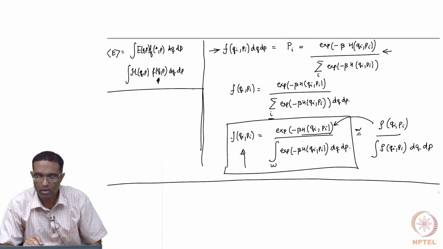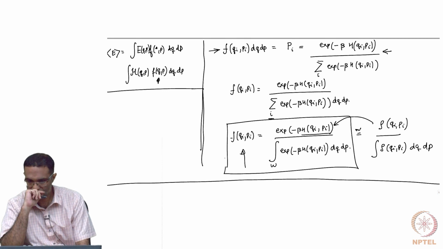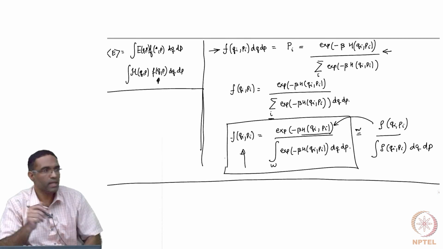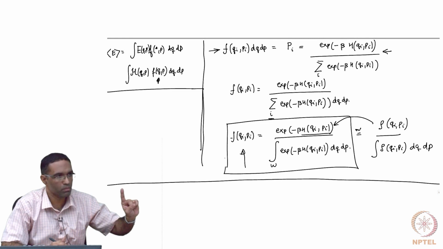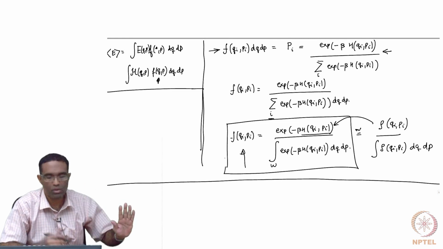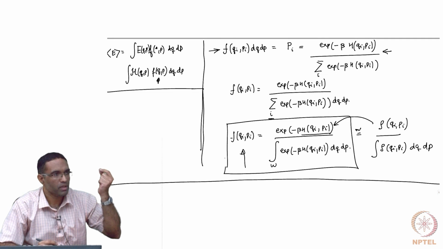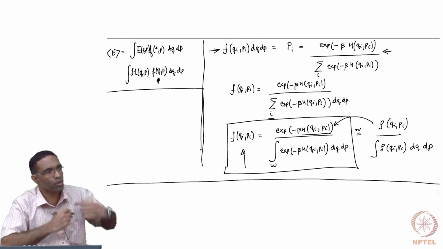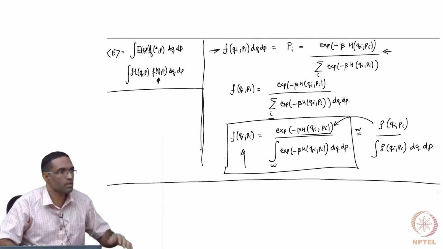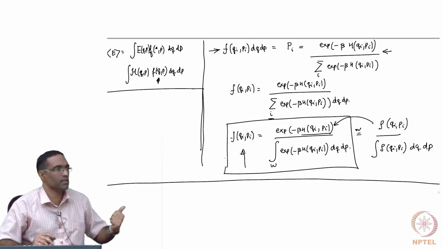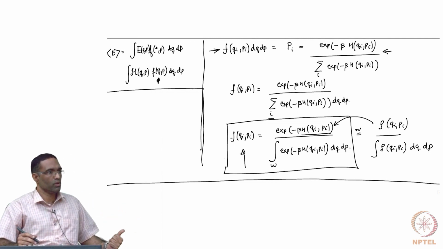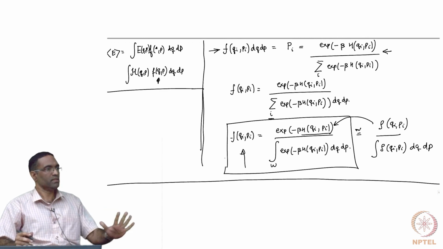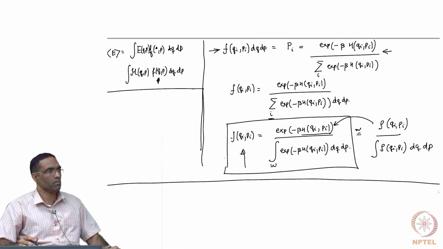Rho and f. Rho is the number of points per unit volume. That's rho. f is the number of points per unit volume divided by the total number of points. Therefore, it's a probability density. Rho is number density, number per unit volume. That's the difference. Correct? Yes or no?